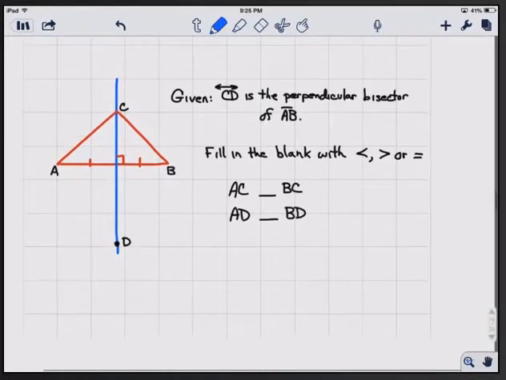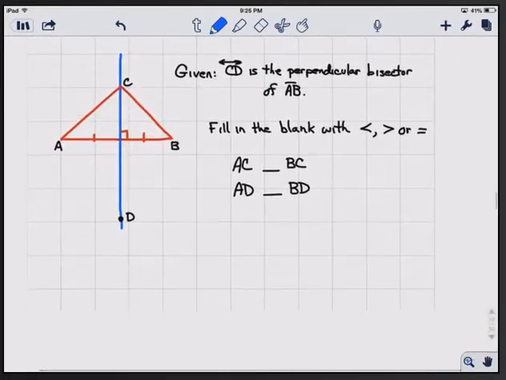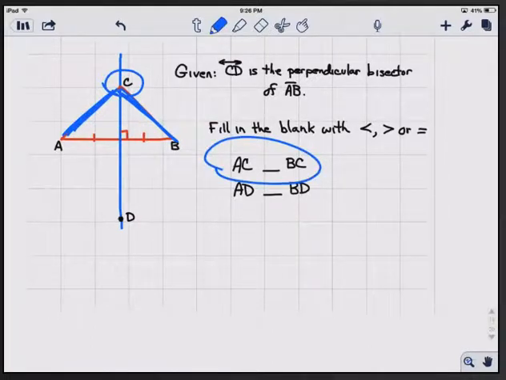Next problem. We have a perpendicular bisector. If you draw a perpendicular bisector for segment AB, this being segment AB, then any point on the perpendicular bisector, point C in particular, has to be the same distance away from point A as it is from point B. So the distance from A to C has to be equal to the distance from B to C.